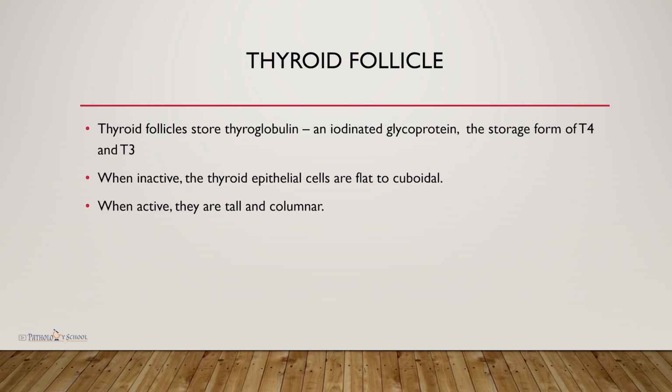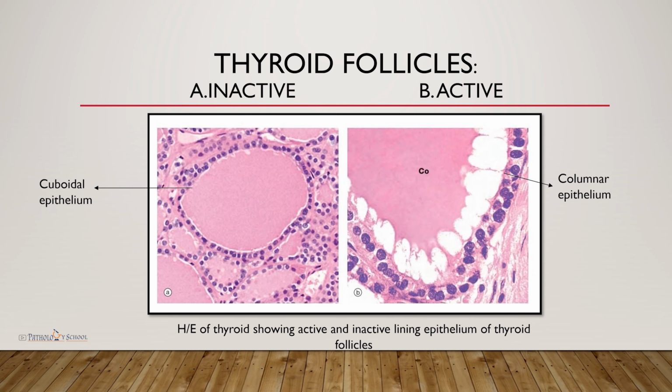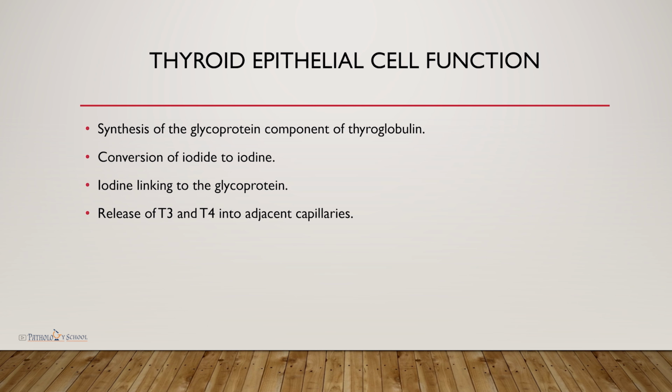The thyroid follicles store thyroglobulin, which is an iodinated glycoprotein, the storage form of thyroxine and triiodothyronine. When inactive, the thyroid epithelial cells are flat to cuboidal, and when active, they are tall and columnar. Here we can see the inactive follicle lined by the cuboidal epithelium and the active follicle lined by the columnar epithelium. Thyroid epithelial cell functions are as follows.